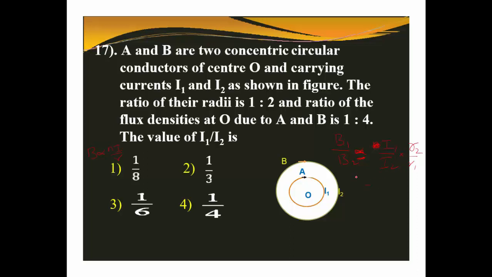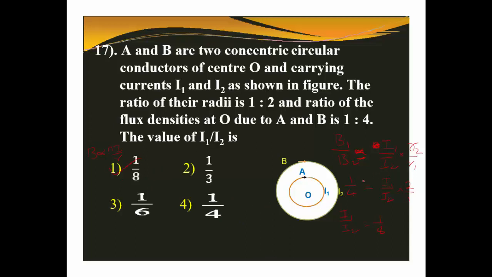So B1 by B2 is how much? 1 by 4, it is given. I1 by I2 I have to calculate, into the radius ratio R2 by R1. R1 by R2 is 1:2, so R2 by R1 is 2:1. So the total answer is I1 by I2 equal to 1 by 8. So the option is the first one.